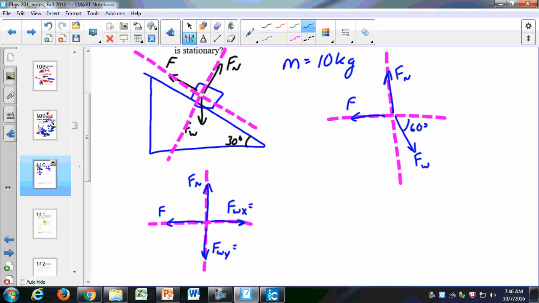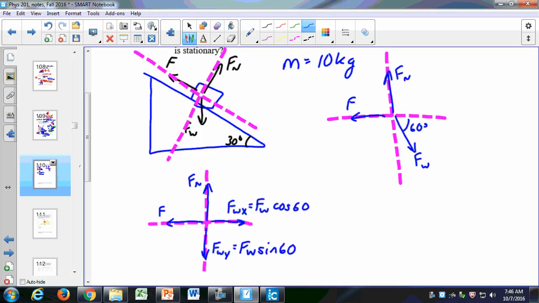And I'm going to resolve my vectors. Fwx is, what is x? The x component of the force? It's cosine 60, right? So my Fwx is Fw times cosine 60. Fwy is Fw times sine of 60.